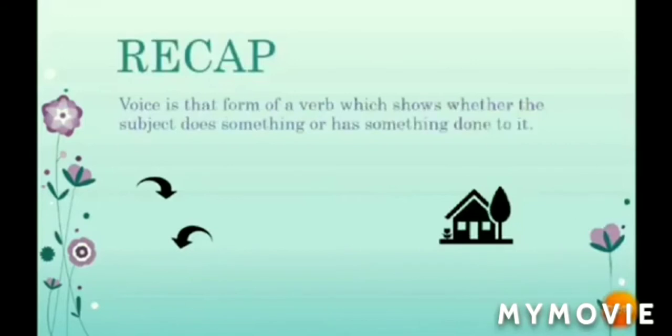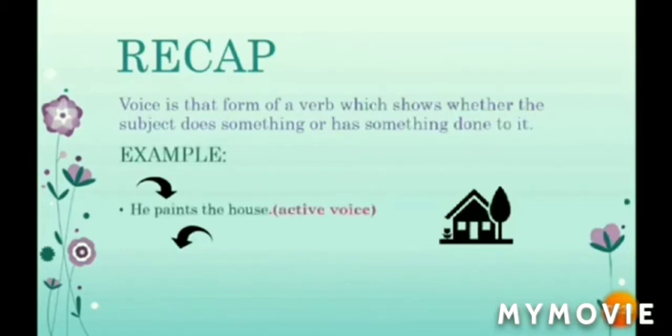Voice is that form of a verb which shows whether the subject does something or has something done to it. Examples. Number 1. He paints the house. It's an active voice sentence as the subject has done something here. Number 2. The house is painted by him. It is passive voice as something has been done to the subject.